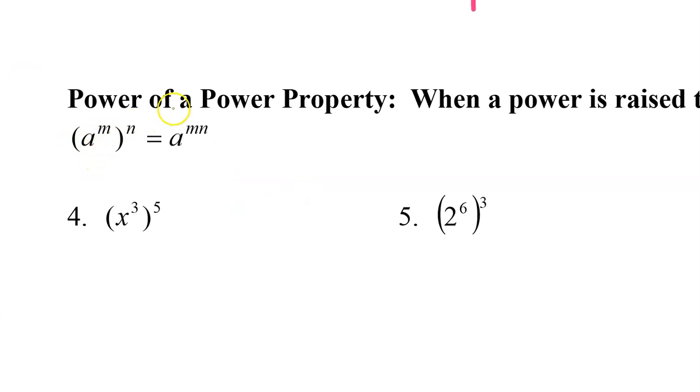Next we have the power of a power property. When you raise a power to a power, you multiply those exponents. So x to the 3rd power raised to the 5th power will be x to the 15th power. Similarly, 2 to the 6th power raised to the 3rd power will be 2 to the 18th power. When you raise a power to a power, you multiply.